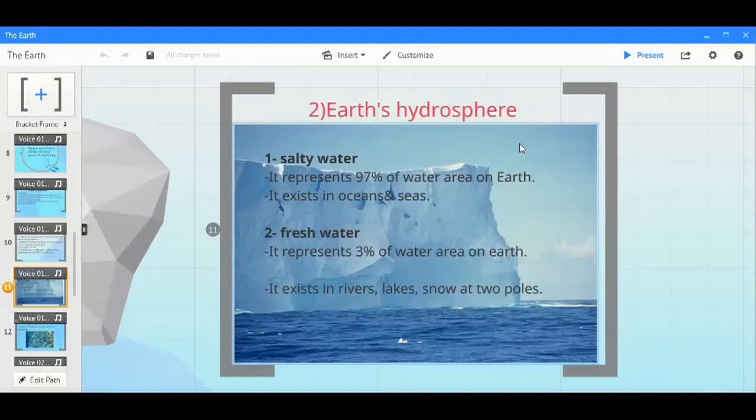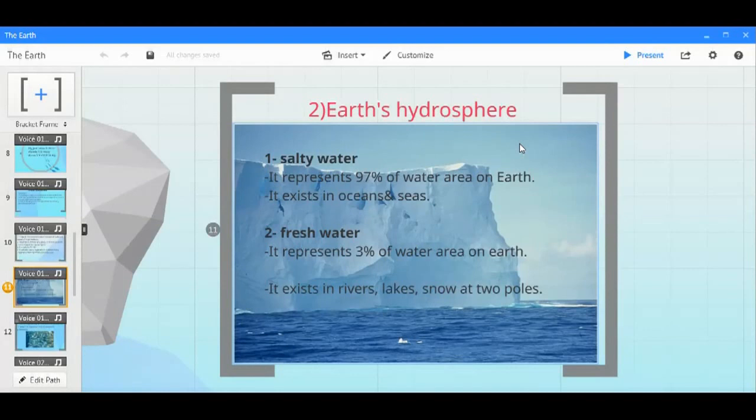So the hydrosphere means that I have water. The percentage of water is about 71, the land is 29. If we took all this water and divide it into salty water and fresh water, we are going to find that the salty water that exists in the oceans and seas and so on is about 97% of the water area on the Earth. And the fresh water that we use in different ways for drinking, daily life, or in planting is only 3% of the water area on the Earth.